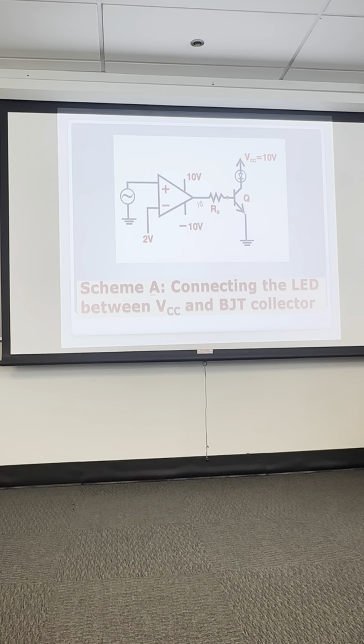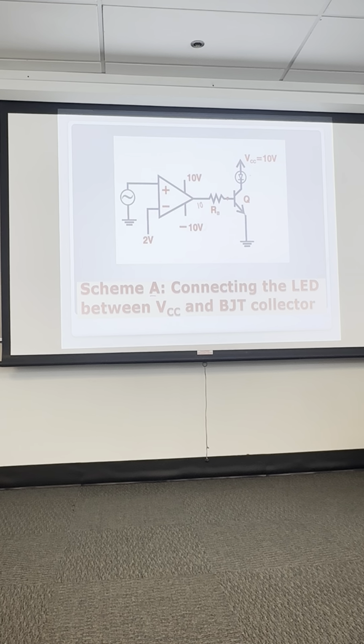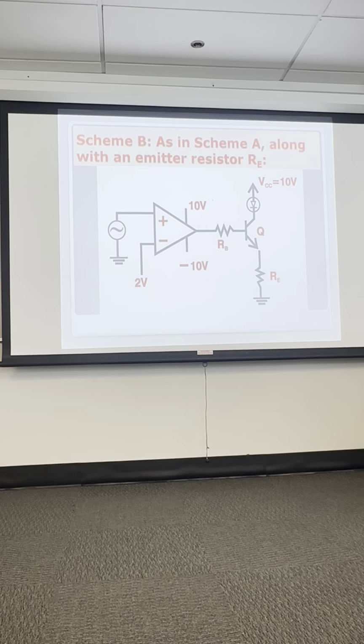And then we could go to the paper analysis. If the LED needs 30 milliamps, we can use I_C equals beta times I_B, calculate a base current, and then calculate the resistor R_B. Another version is to take the same circuit and add a resistor in the emitter, an R_E resistor. This is called scheme B.